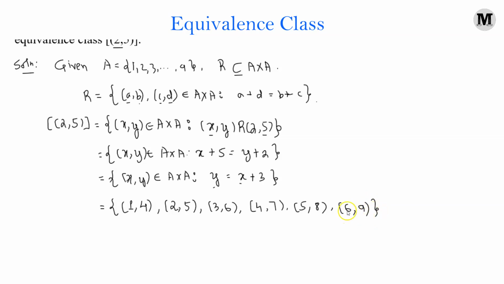And we have to stop here, because if we take x equals 7, then the y value is going to be 10, but 10 is not a member of the set A. So this is going to be the equivalence class of the ordered pair (2, 5).